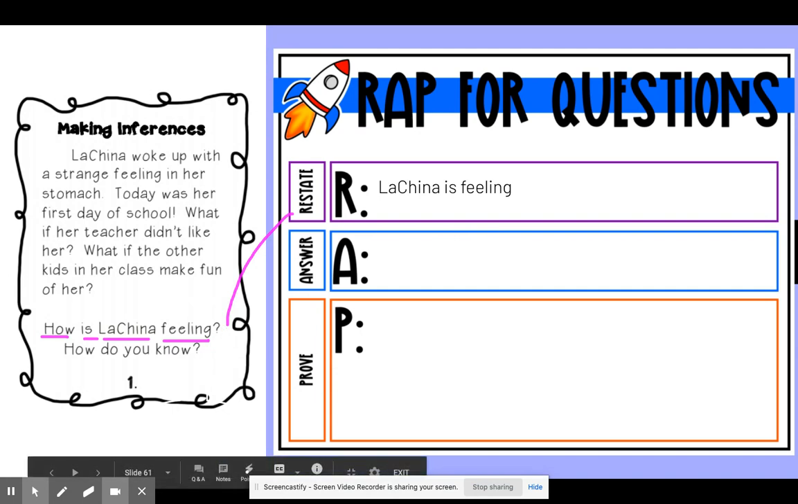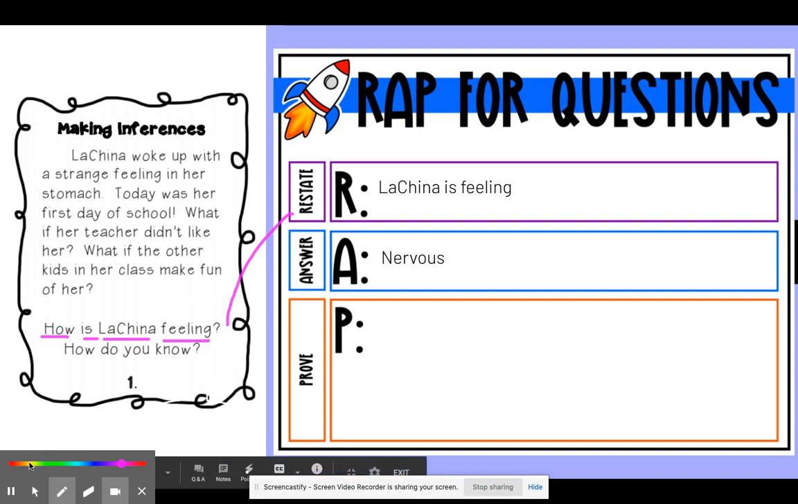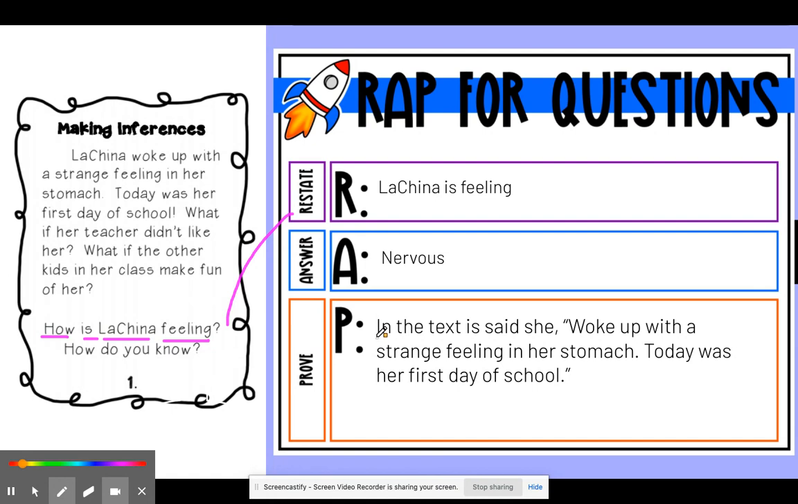And that answer was the inference that we made, how she was feeling, okay? Nervous. LaChina is feeling nervous. All right, then it's time to prove. And that's where I'm pulling stuff word for word from the passage to prove that she is nervous. So this is what I said. Remember, we are always going to start the prove with this sentence stem right here, in the text.